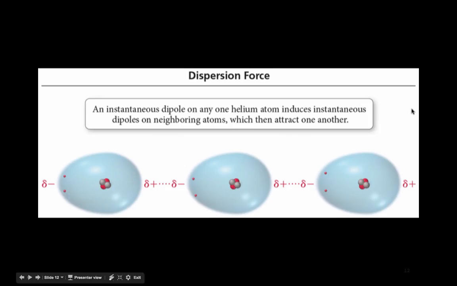Here's an example that shows how those instantaneous dipoles can then cause induced dipoles. You can see how when one has the instantaneous dipole, the partial negative, it then repels the electrons in a neighboring atom, and it starts a quick little chain reaction. But again, remember, this is very quick. These happen and then they go away, which is why they're not very strong.